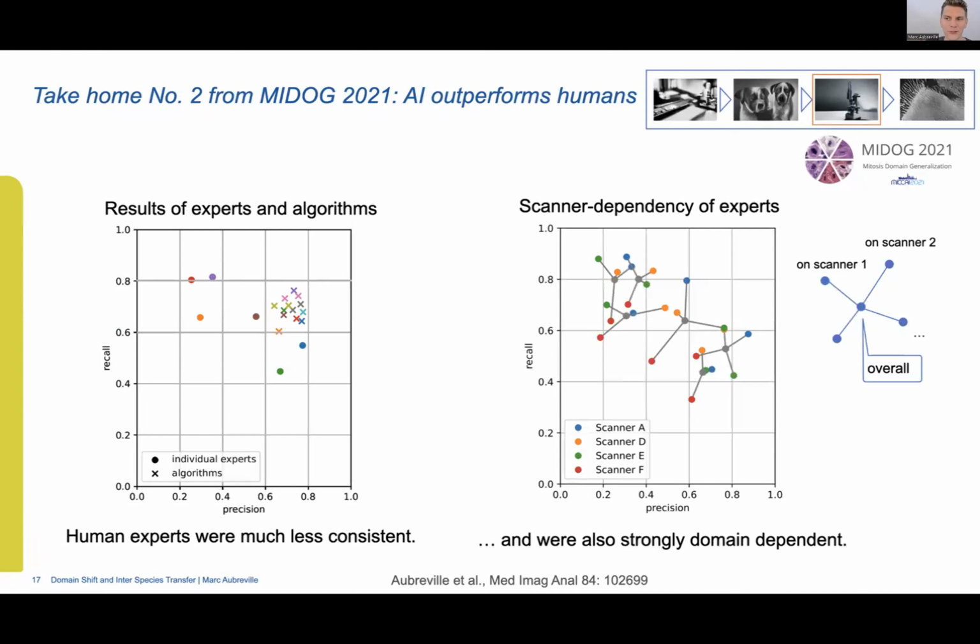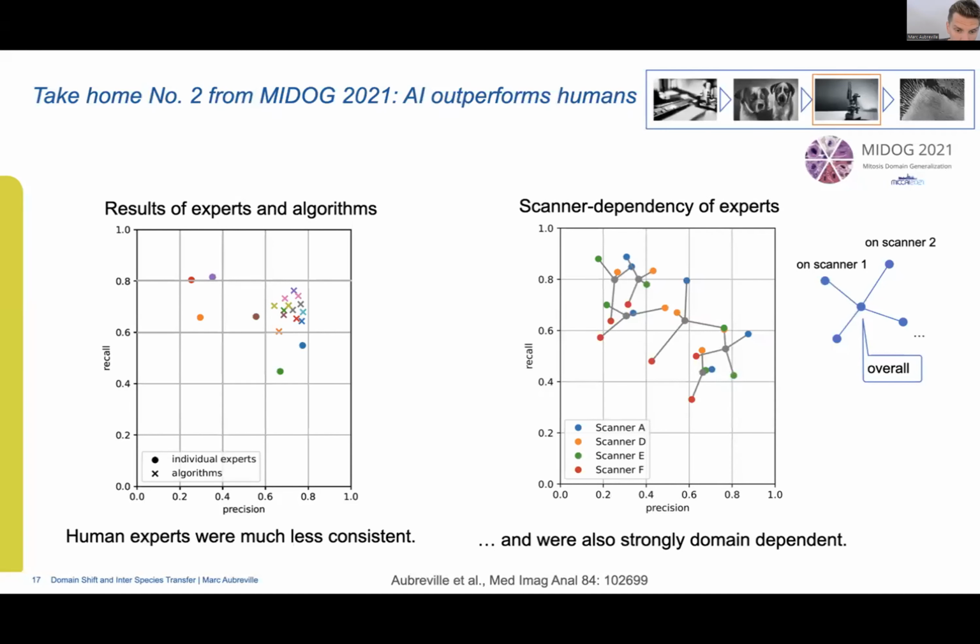Because we always assume that experts are not dependent on the imaging device, but we found out that yes, in fact, they are also dependent. If you look at this here, such a spider is one expert, and this red point is one scanner. You can see that for one scanner, performance really dropped.